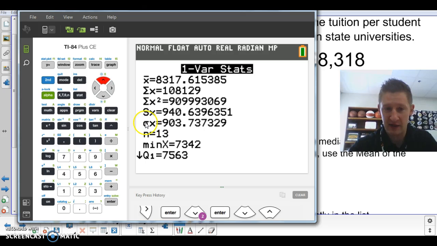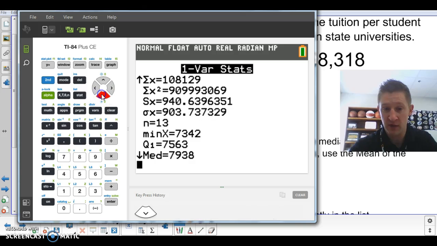Sigma x, lowercase sigma. If this is capital sigma, this is lowercase sigma. That stands for the standard deviation, which we'll talk about in the next video. n, the number of items in our list, 13, because there's 13 schools. Min x, that's the minimum value, that's the cheapest school in our list. Q1 is the first quartile, we'll explain that in the next video. MED is median, or that's what we're looking for.